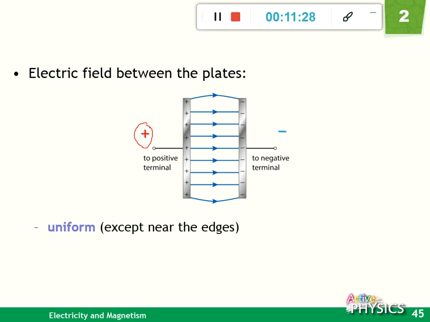Positive terminal, make it positive. Negative terminal, make it negative. And also, it will set up field lines. But why? The same case. If you put a positive test charge here, positive repels. But once again, we have the other positive. This one, positive repels. Positive repels.